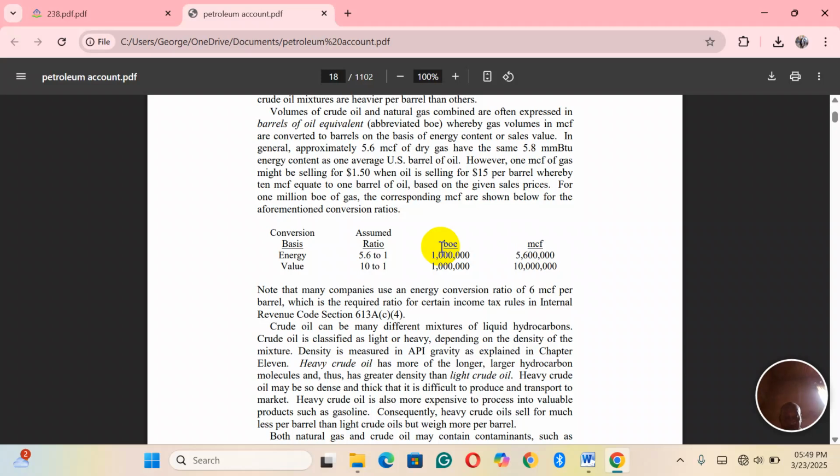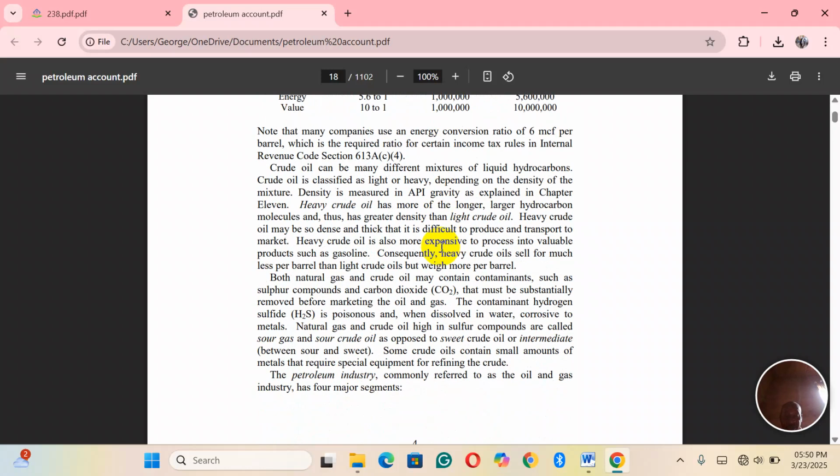Now note that many companies use an energy conversion rate of 6 MCF per barrel, which is also the required ratio for a certain income tax rule. So crude oil can be many different mixtures, like we have said before. And we look at crude oil as classified in light or heavy, depending on the density of the mixture.